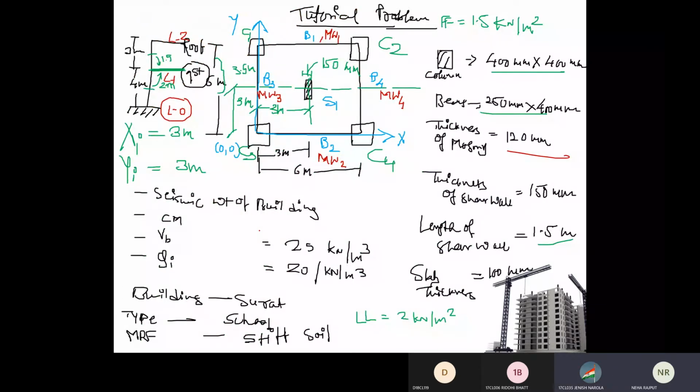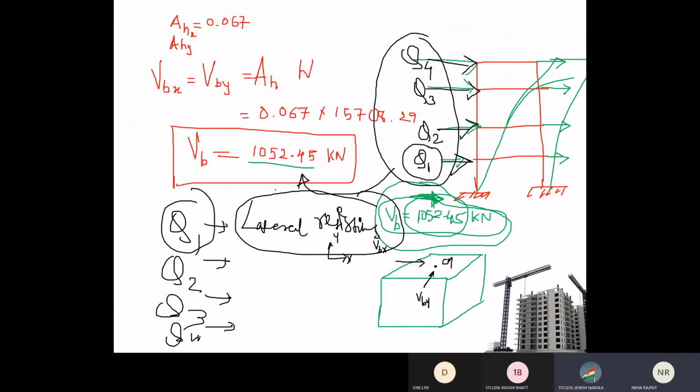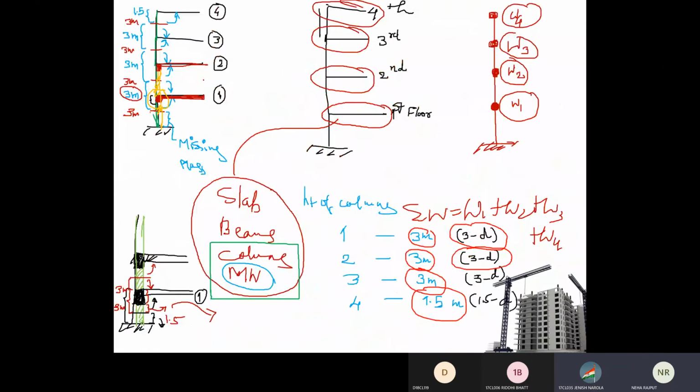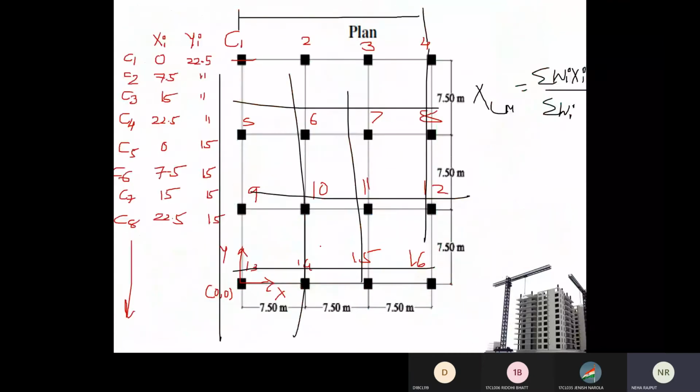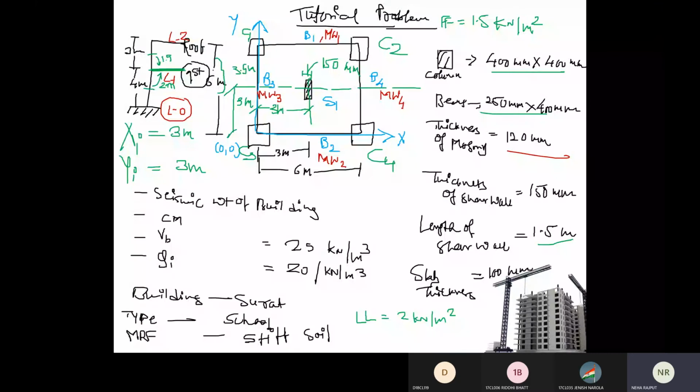What about the height of masonry? 4 meter? Did 4 meter come for you? Same as column? We considered the floor to floor height, I explained masonry to you, you have to subtract the depth of beam. See this, 3 minus d. So what you have to remember simply is: whatever is the height of column for that particular floor, 3.5 meter, subtract the depth of beam from it. So that will give the purely height of masonry wall.